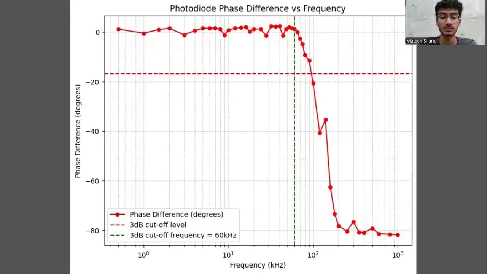This is the phase response graph. It shows a gradual phase shift, confirming the system's frequency dependent behavior. In summary, we analyzed the piezoelectric sensor, identifying its resonant frequency and quality factor, and studied the photodiode, identifying its 3 dB cutoff frequency. These experiments helped us understand the frequency-dependent behavior of the sensors, which is crucial for designing efficient electronic and optical systems.